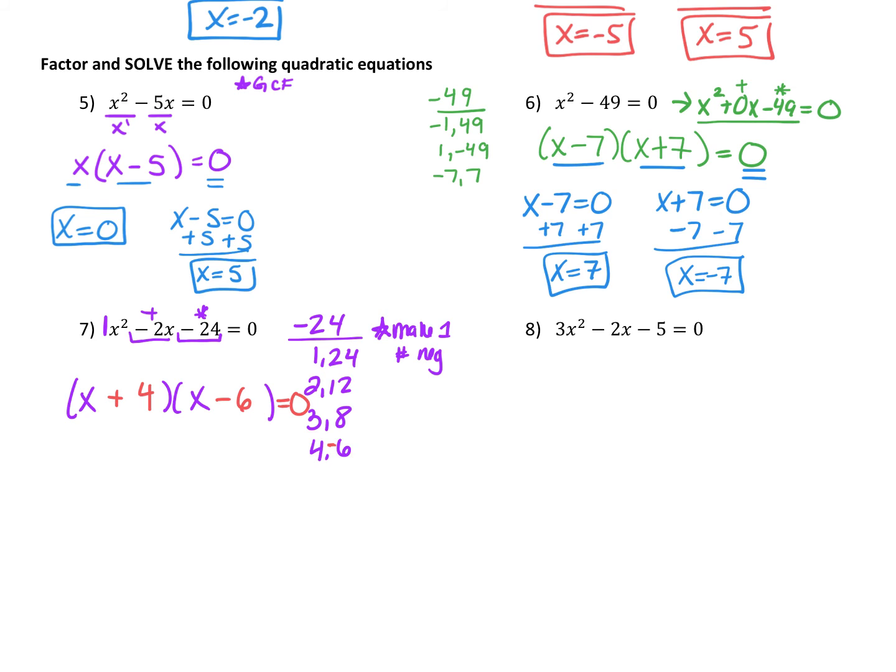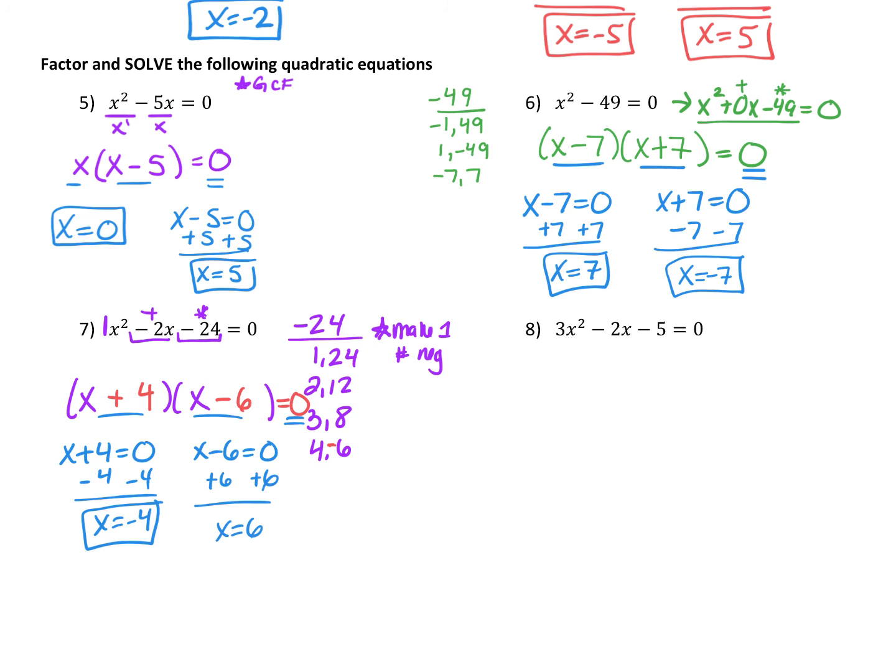Now that I have this factored, I'm going to set each of my factors equal to 0. So I'm going to set x plus 4 equal to 0 and x minus 6 equal to 0. So I'm going to get x is equal to negative 4 and x is equal to positive 6.